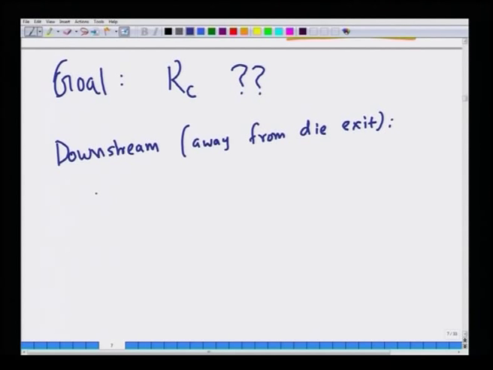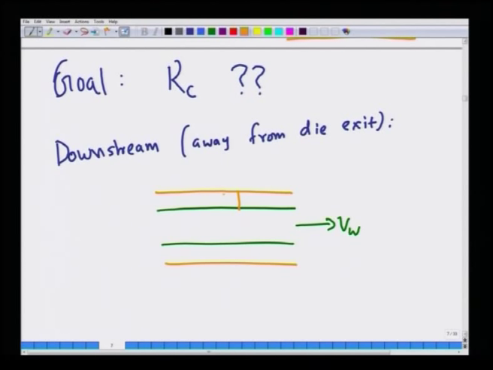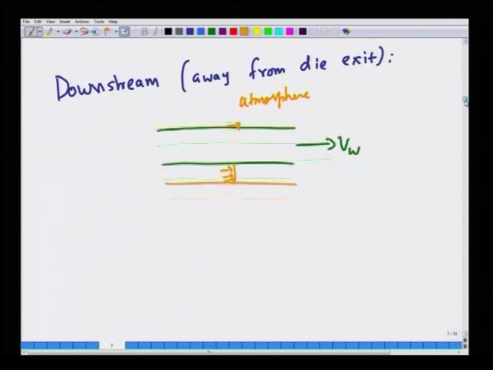suppose I have the wire moving with velocity V w and the coated fluid will have the same velocity. It will move like a rigid body along with the wire, and the velocity profile will be a plug-like flow, because there is negligible shear stress exerted by the surrounding gas on the liquid. Therefore, there would not be any variation in the velocity in the coated annular liquid far away downstream, because it is surrounded by atmospheric air, which is very stationary.